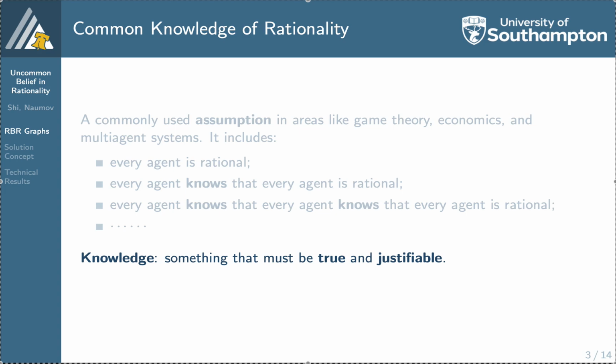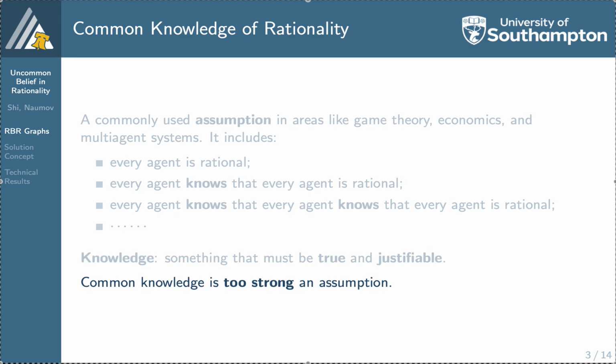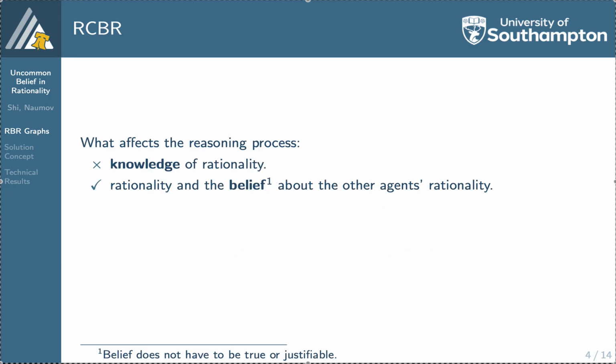In epistemology, knowledge is defined as something that must be true and justifiable. However, in multi-agent settings, it is hard to say that the rationality of other agents is justifiable from the standpoint of one agent. So the assumption of common knowledge of rationality is too strong.